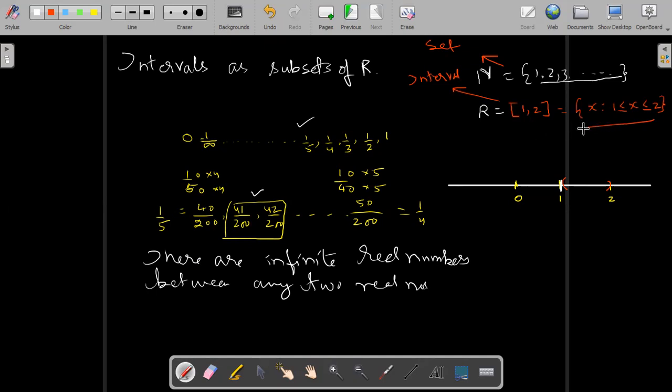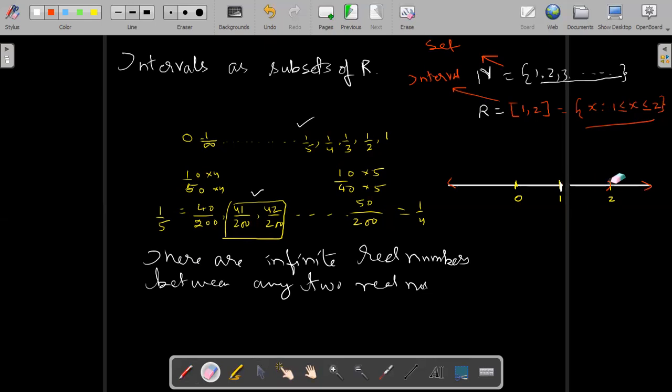This is an interval, and every interval can be written in two ways. There are four possibilities: both numbers included, both numbers excluded, 1 included and 2 excluded, or 2 included and 1 excluded. So there are four types of intervals. Now, how to represent them on the number line? Here I have included 1 and 2 both.